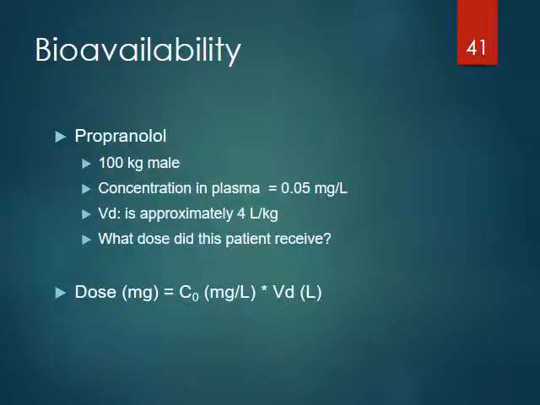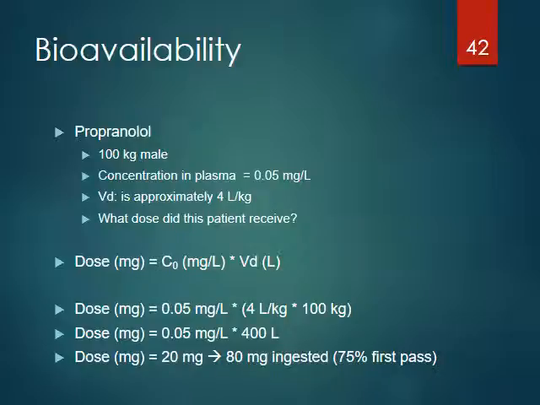So let's say we wanted to figure out a different variable. Let's say we were administering propranolol to a 100 kilogram male, and the concentration in the plasma that we measured after he received a dose was 0.05 milligrams per liter. And again, we know the volume of distribution based on population kinetics is approximately 4 liters per kilogram. So based on this information, what dose do we think the patient received? Looking at our initial formula, we see that our dose, or D, in milligrams, is going to be equal to our C0 times our volume of distribution. We're just rearranging it, pretty basic algebra here. So dose equals C0 times our volume of distribution.